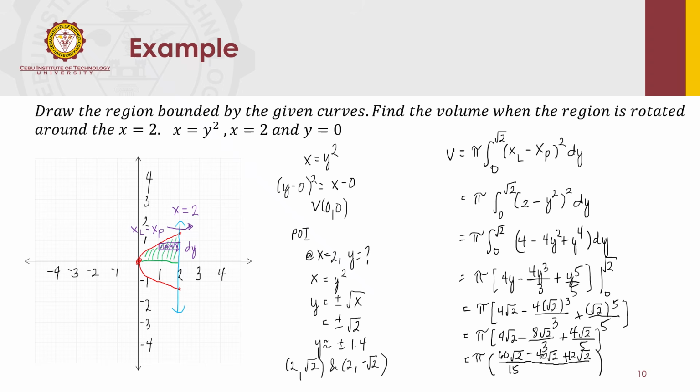So the volume is, let me write the final answer here at the side. That's 32 square root of 2 pi over 15 in cubic units.